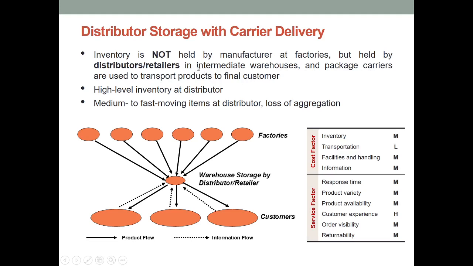Okay, maksudnya inventory tidak dipegang oleh manufacturer, tetapi inventory dipegang oleh distributor ataupun retailer. This type of network is suitable for high level inventory, and for medium to fast moving items, because the distributor has to hold the high level inventory.